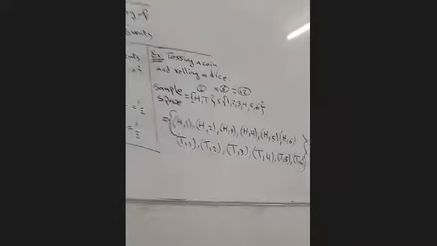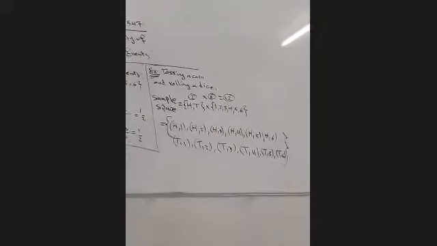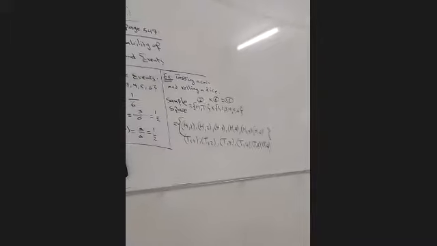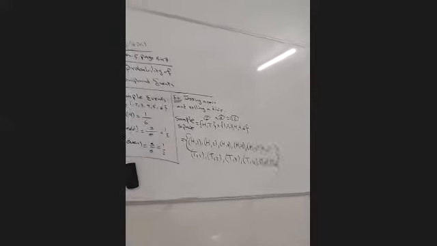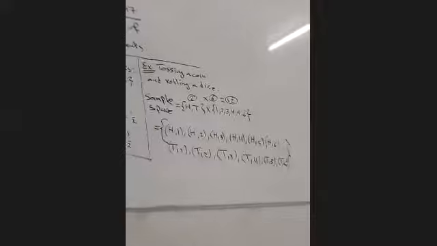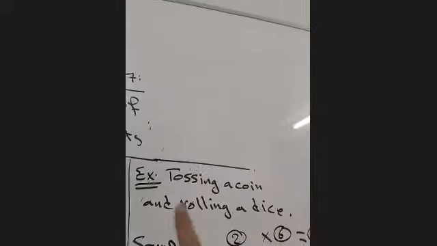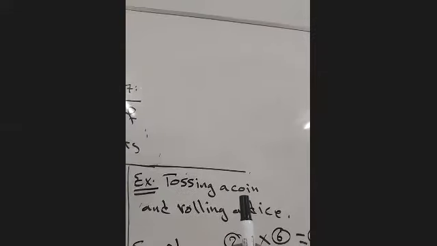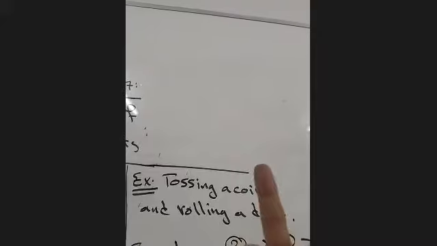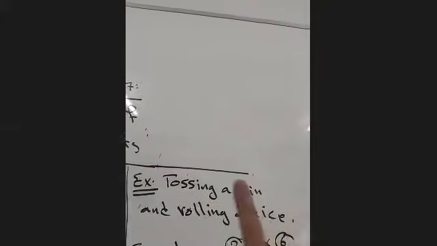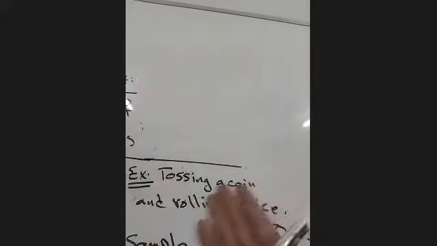But I want a student to talk with me. Waleed and Abdullah. Yes, Mr. Waleed. Forget what is below this and focus with me on the top. Okay. Tossing a coin and rolling a dice. Give me one possibility of the outcome. Tossing a coin and rolling a dice.